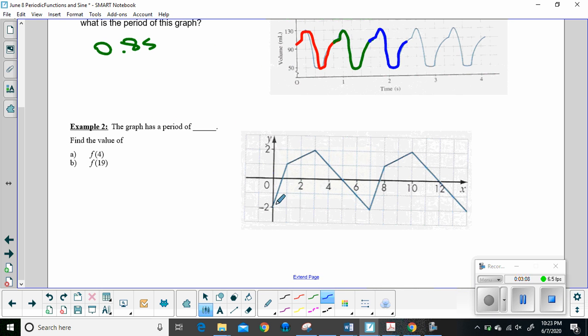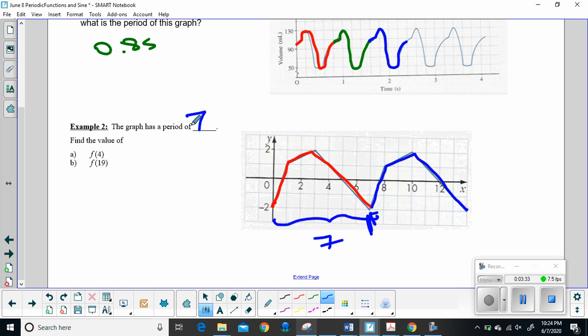Here I have a graph. There's my cycle there. Okay, so I've got two complete patterns being shown. I start here, I go up, over, down, new pattern. Up, over, down, new pattern. Oh, okay. So this graph has a period of, let's see, from zero until seven. So it has a period of seven.